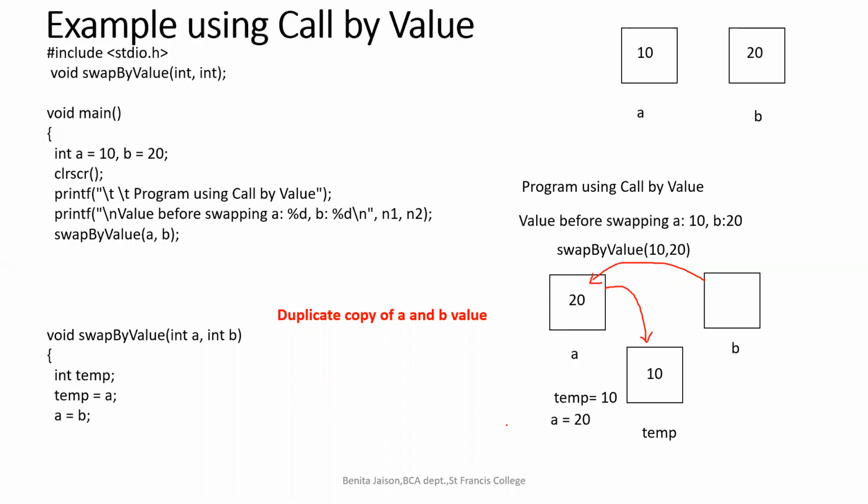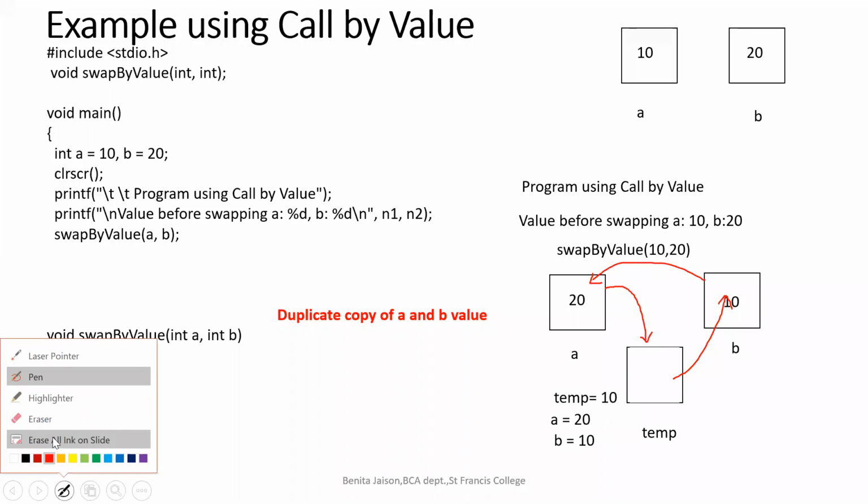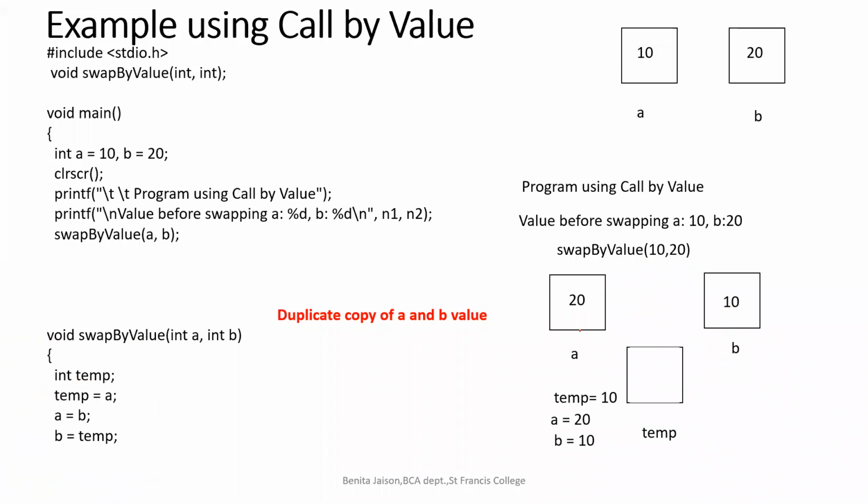Now in the next step, what should I do? From temp, I should copy it to B, right? This was the initial value of A, which I have kept reserved over here without overwriting. That I will copy back to B. So what will we write now? B equal to temp. So ultimately, we swap the values of A and B.